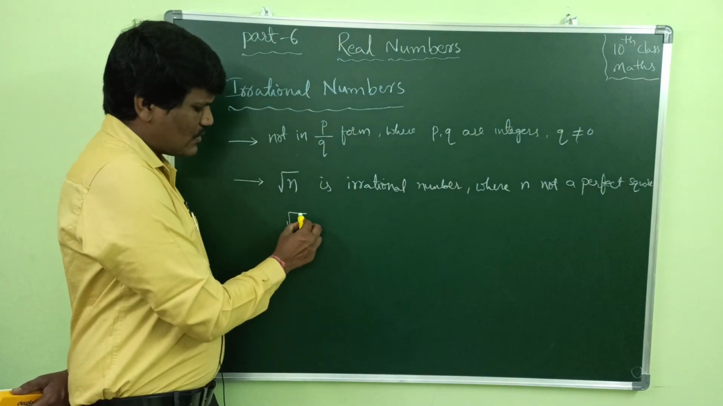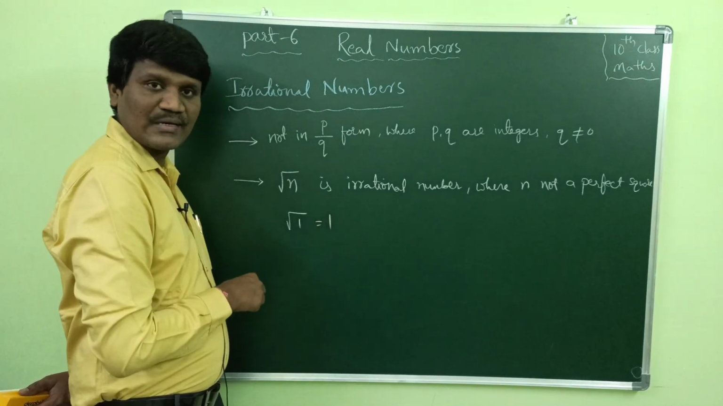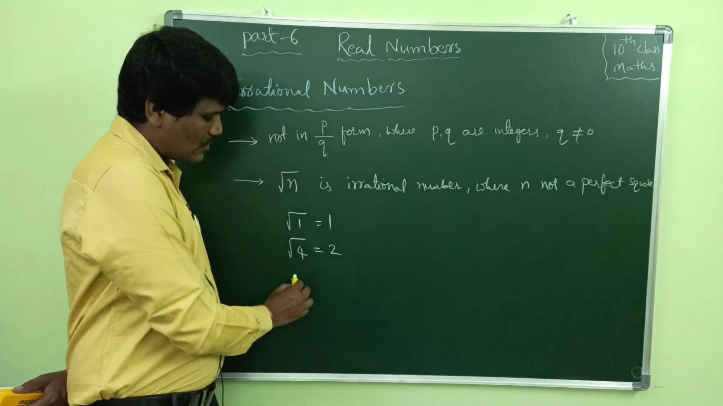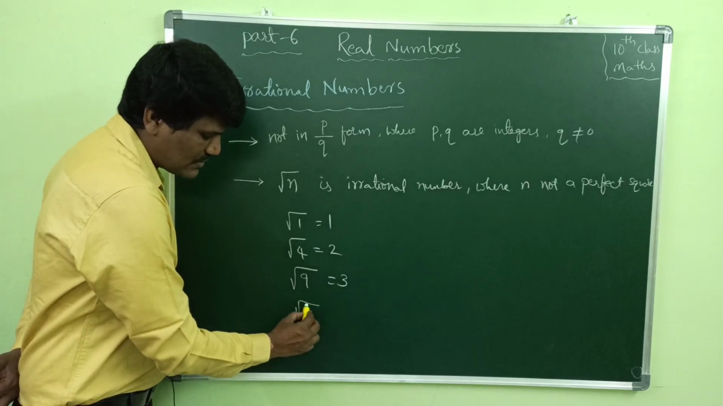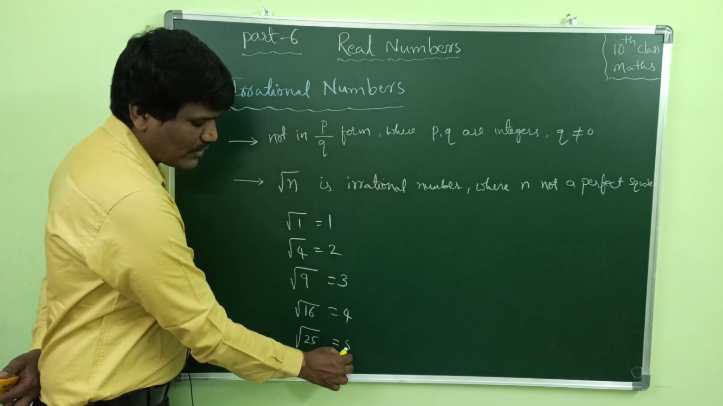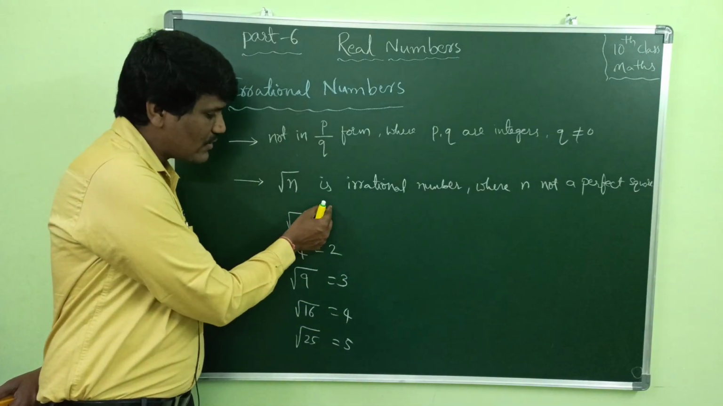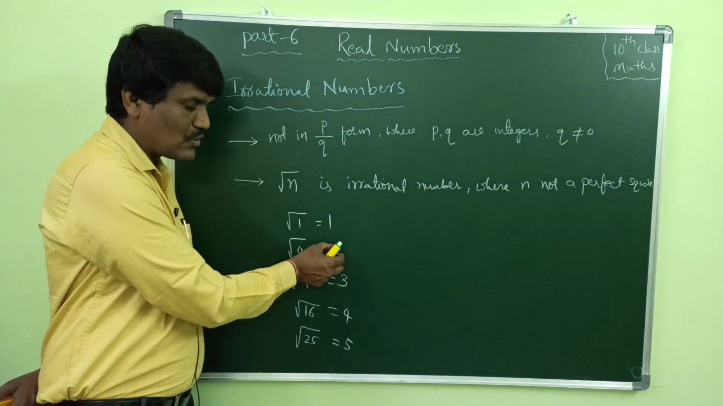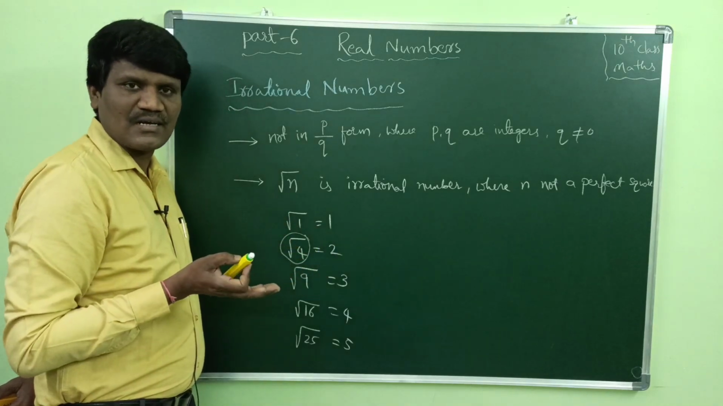So if I write root 1 is equal to, I can write 1 only. Root 4 is equal to 2. Root 9 is equal to 3. Same way root 16 is equal to 4. Root 25 is equal to 5. So here root 1 is equal to 1, where 1 is a rational number. Root 4 is equal to 2, so therefore root 4 is a rational number.